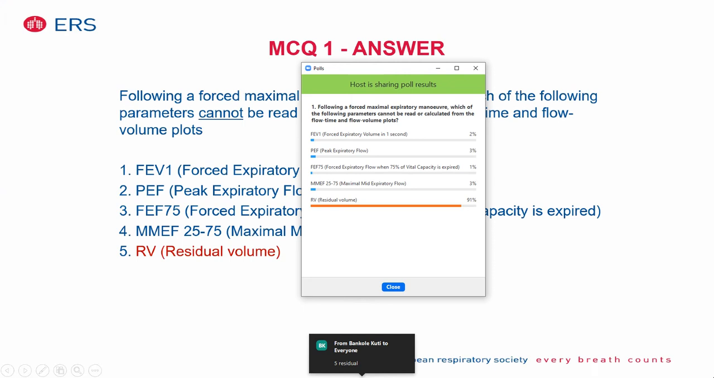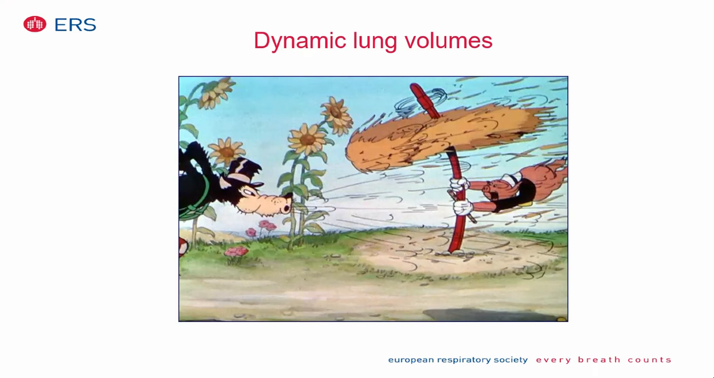So 9% of the people have answered correctly. The residual volume is the thing you cannot see on the flow volume curve or the flow time curve in spirometry. And so that's why we start with these dynamic lung volumes, the ones that you have to breathe really forcibly when you do the spirometry maneuver.